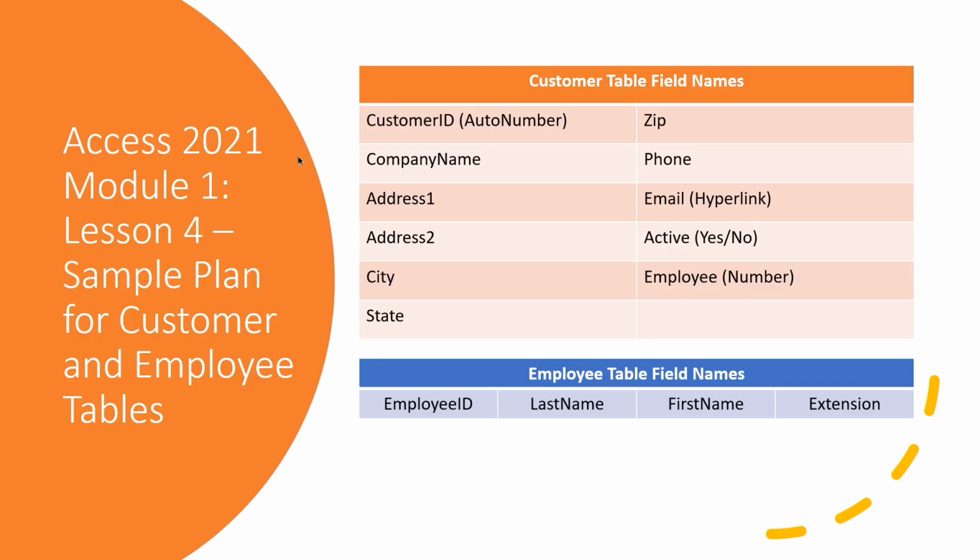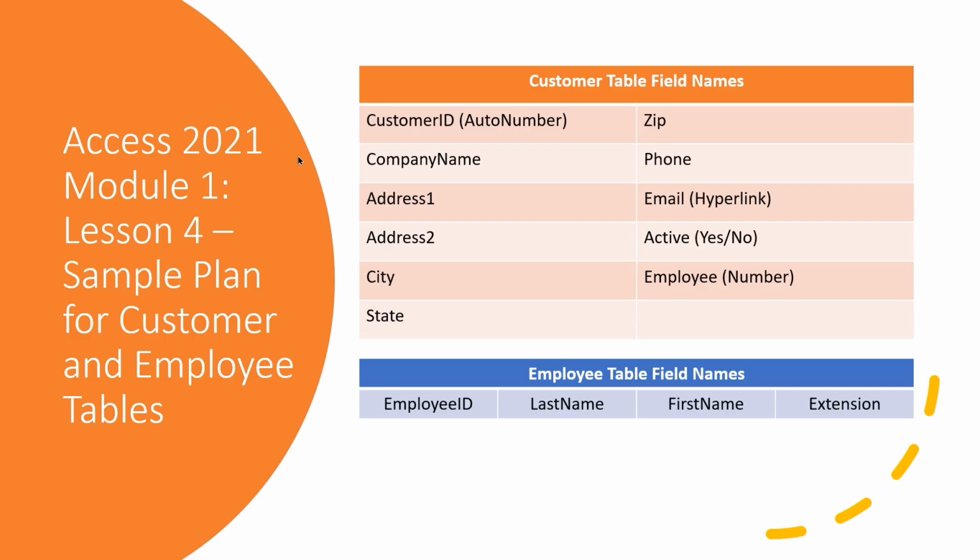Extension is going to be their phone extension, right? It's going to be numbers, but in Access, you don't make a field a number field unless you might want to do a calculation on that field, typically. So we're not going to be doing a sum of extensions.